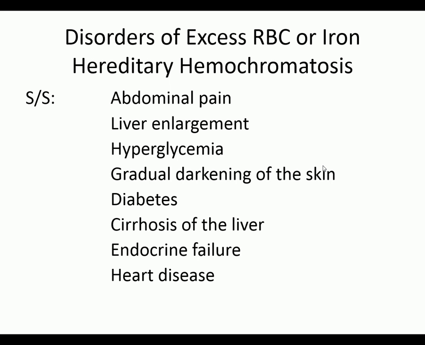Next, we're going to go into hereditary hemochromatosis. Here's your signs and symptoms listed for you. It's an autosomal recessive disorder with a mutation in both alleles of the HFE gene, causing an increased intestinal absorption of dietary iron. The excessive iron is deposited in tissue and organs like your liver, your spleen, your heart, your joints, your skin, and your pancreas. These deposits will damage the organs and lead to organ failure.